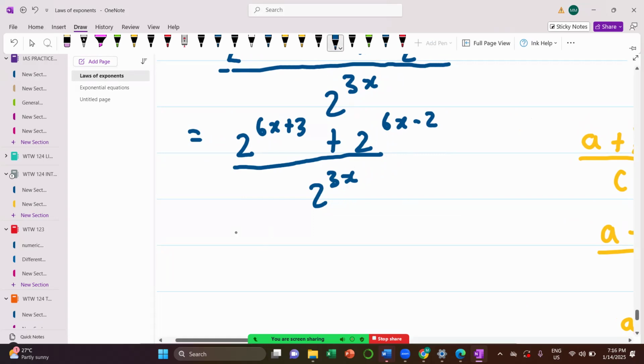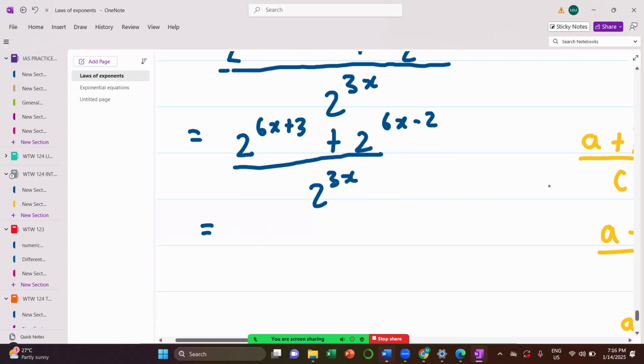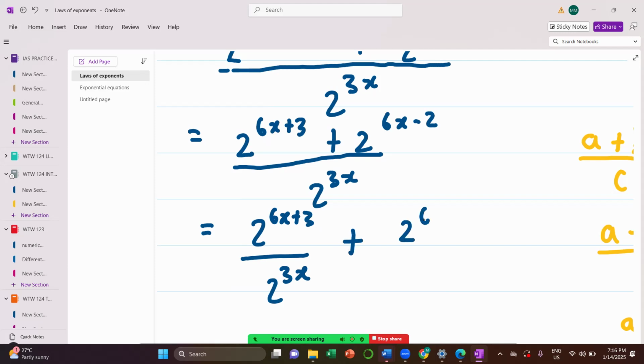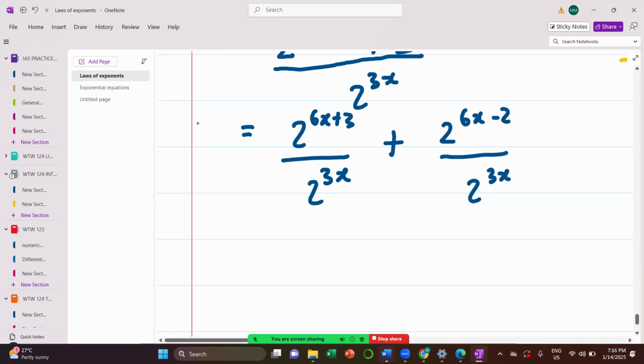So here, what will I do? I'm going to apply this law of adding, right? So I'm going to have now 2 to the exponent of 6x plus 3 all over the denominator, which is 2 to the exponent of 3x, plus 2 to the exponent of 6x minus 2 all over 2 to the exponent of 3x, right?